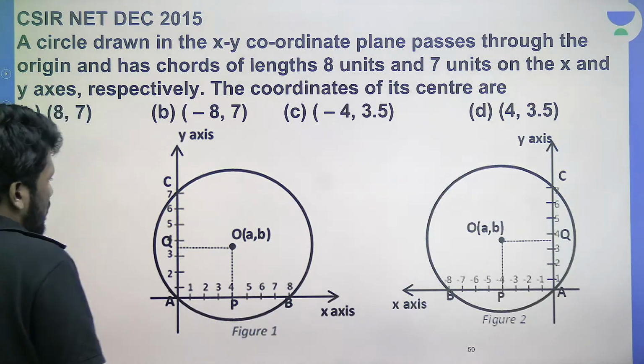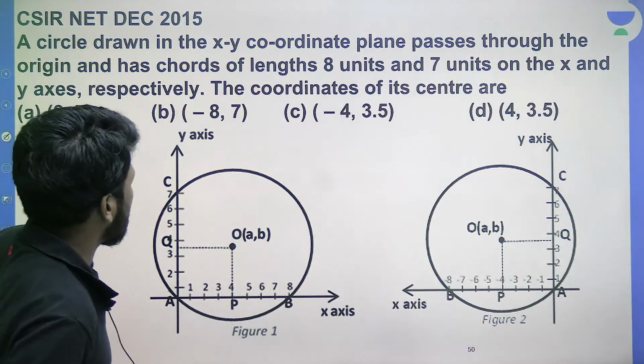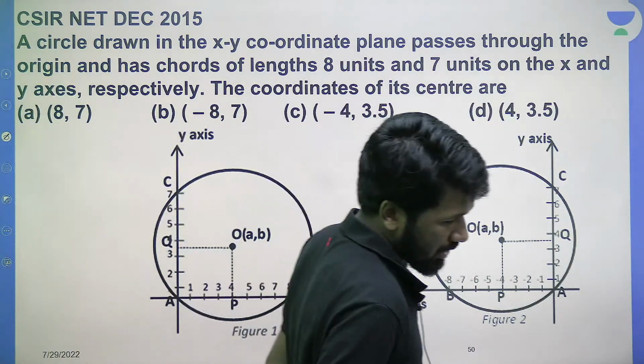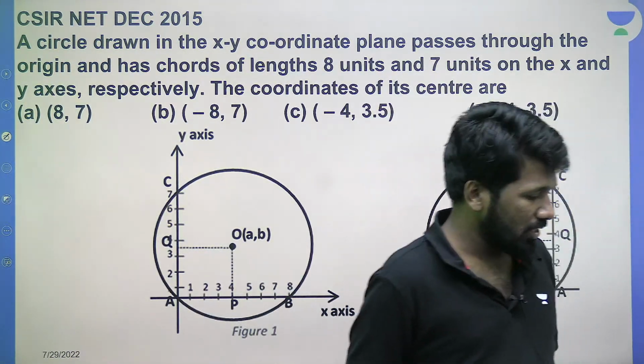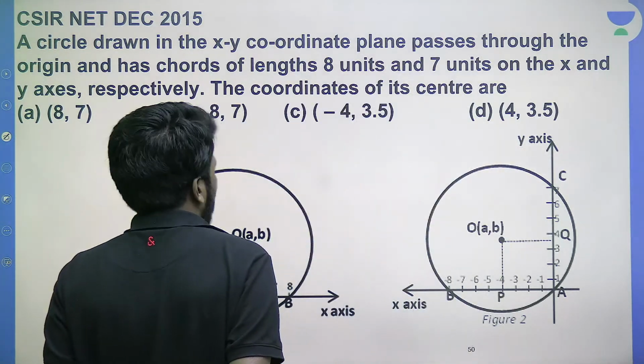Look at this. These are the two ways you can draw this picture. Actually, this question, there is an error in the question. What is the error in the question? There is multiple correct answers here. दो करेक्ट आंसर्स है इसमें.